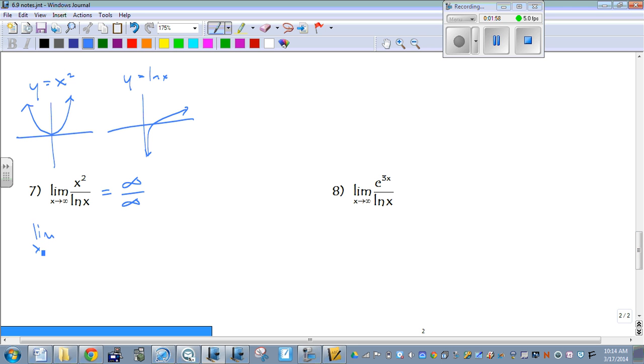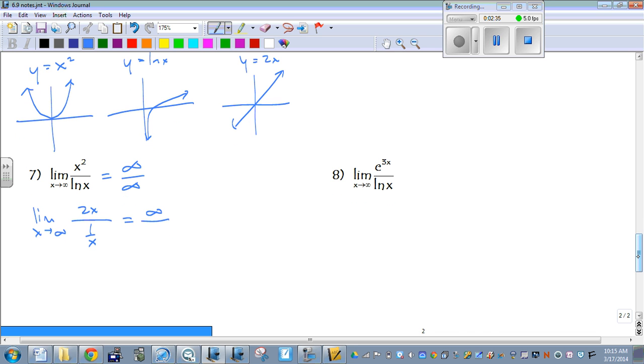We're going to take the derivative of the top. We get 2x. Over the derivative of the bottom, natural log of x, derivative of that is 1 over x. Now if we reevaluate, if we put infinity in here, or think about this graph, y equals 2x, that's going to be increasing. That's going to be infinity. Over here, 1 over x, so the bottom's going to be approaching infinity. What's 1 over infinity approaching?